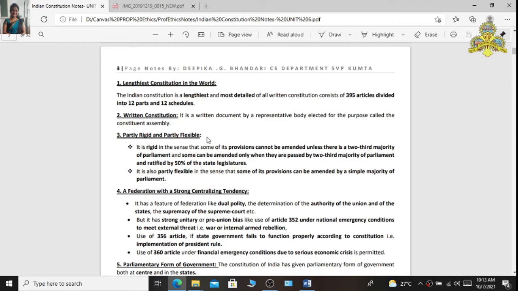It is partly flexible. Its meaning is some of its provisions can be amended by a simple majority. Okay, partly rigid and partly flexible. Partly rigid means if a government wants to make some provisions, then there should be a 2/3 of majority from the parliament. Okay, the provision should get 2/3 of majority.